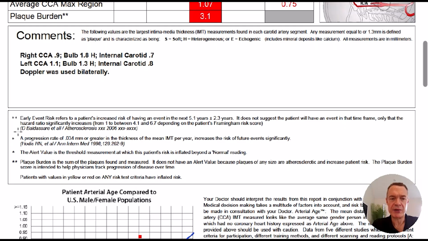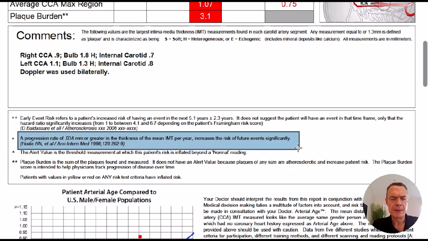In fine print, which I'm going to highlight with the mouse here, and when you get your own report you'll see this more clearly, I don't know how this comes up on the video, you can see that they're saying that a progression rate of 0.03 millimeters or greater from one year to the next increases the risk of future events significantly. Okay, so that's 0.034 millimeters increases the risk of events significantly.